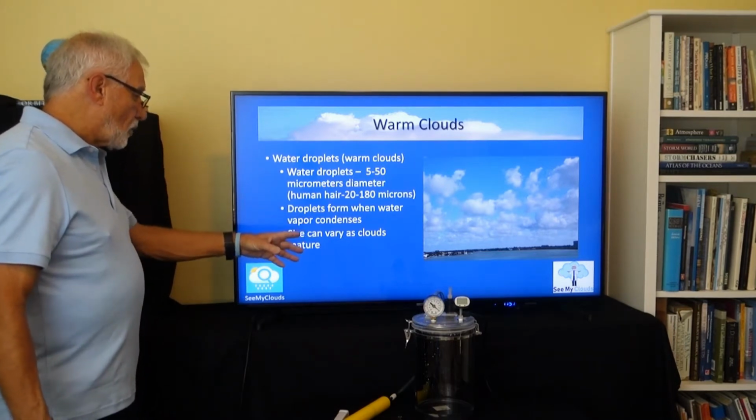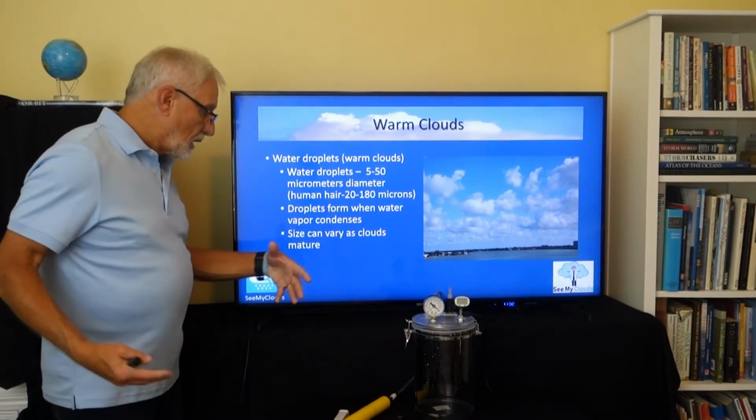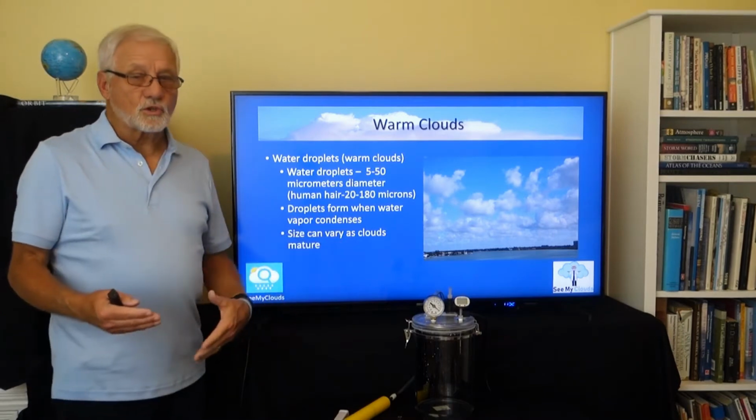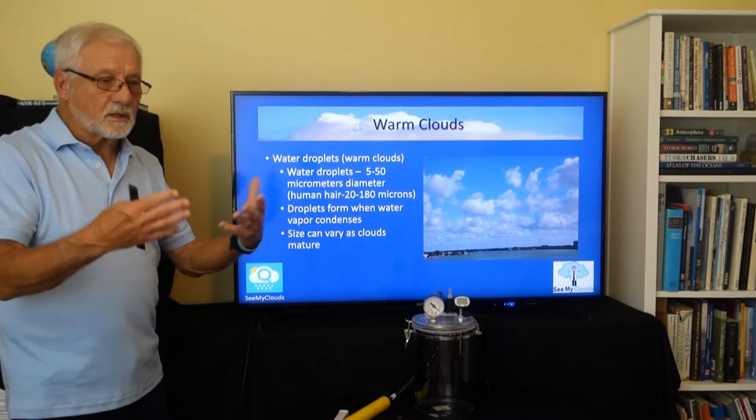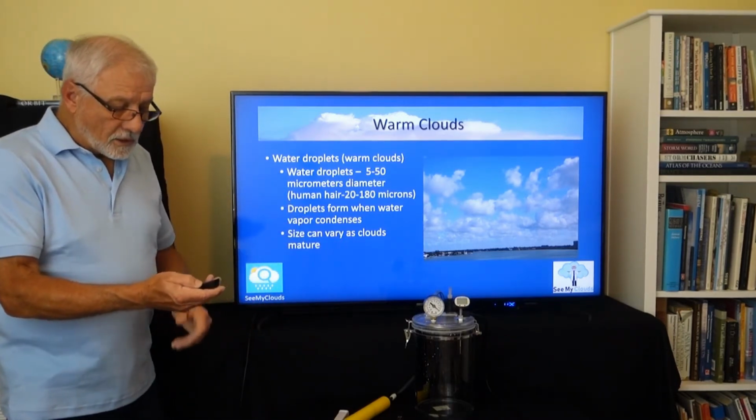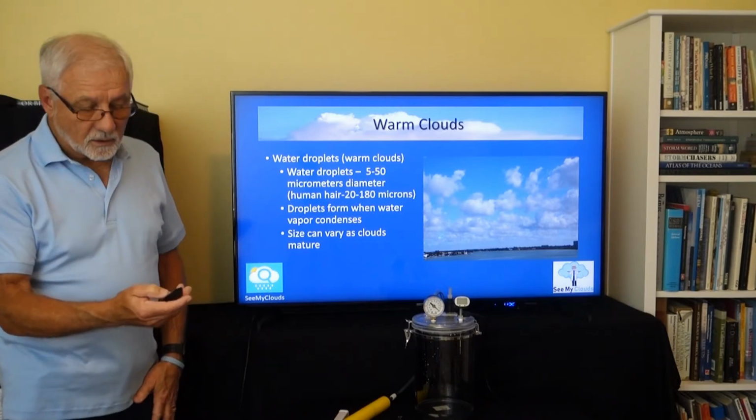So the droplets form from water. The size can vary as the clouds mature. The size can vary even when the droplets form. So those are the warm clouds.